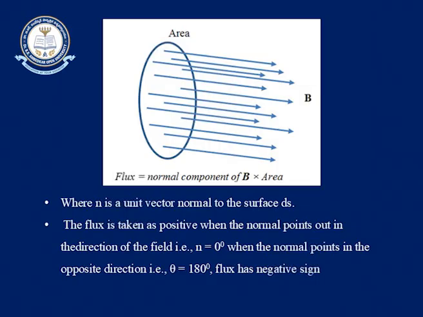If B and N both are outside, at that time flux is maximum. If B is in one direction and N is in another direction, at that time flux is minimum and it is represented with the negative sign.